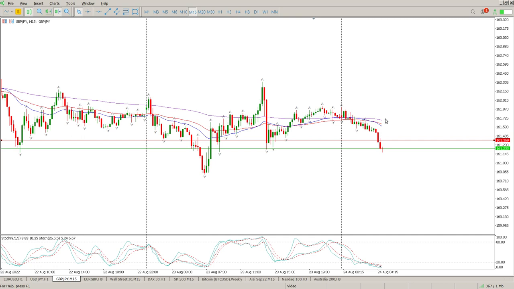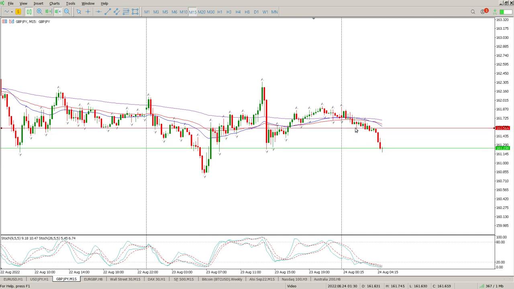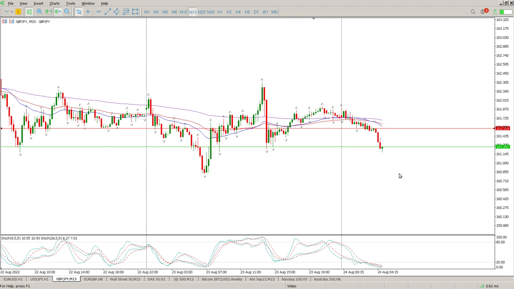So I would expect the closest bit that you've got is this area here. That's 161.559. So pull back there, reject that area. That would reject the moving averages on the 15-minute. And if that can hold, then you have an opportunity.